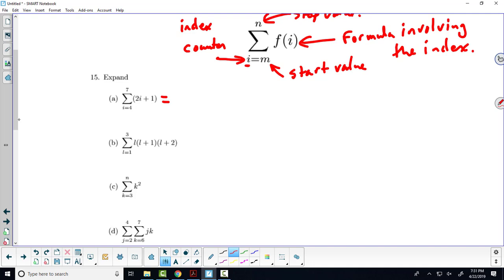Okay? So here I've got a summand. It means add up a bunch of things. What am I going to be adding up? I'm going to be adding a bunch of 2 times a number plus 1. I'm going to repeat that operation, adding it each time. Okay? So my index here is I, and where am I starting this at? 4. When I is 4. So the first entry looks like 2 times 4 plus 1.